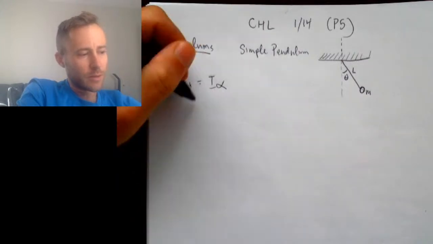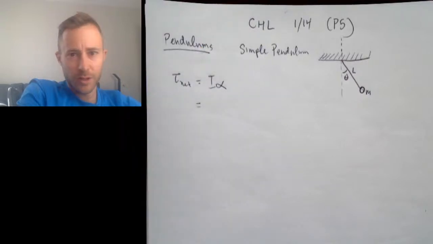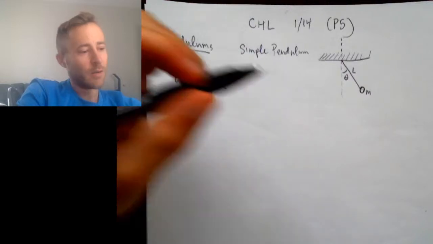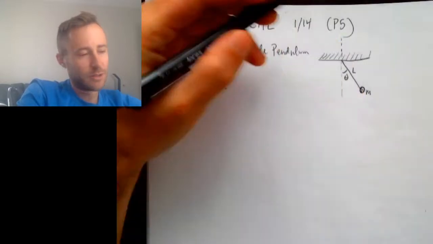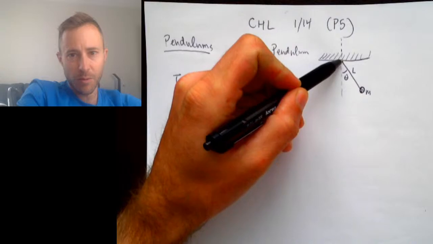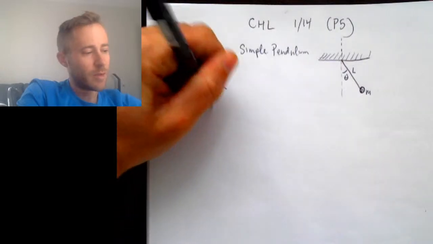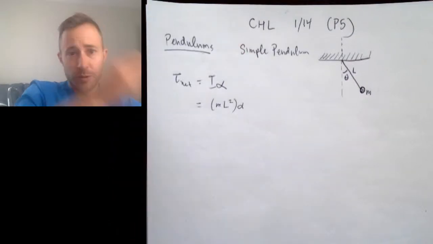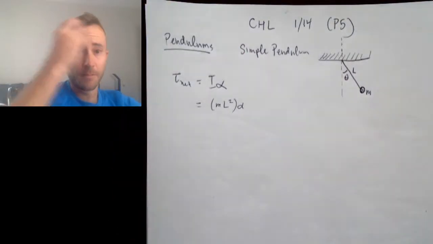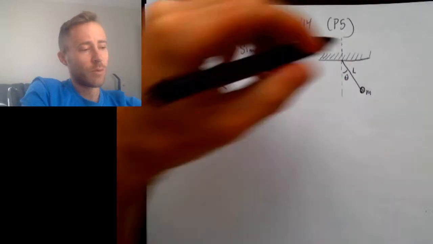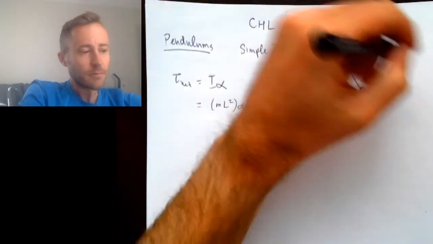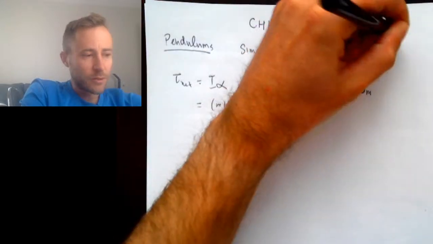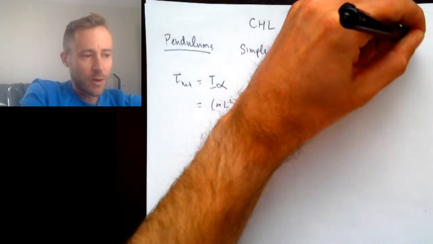First we can take care of the right hand side very easily. The inertia of a point mass that is a distance L from the pivot point is mL squared. If you recall the formula for inertia, it is the sum over mr squared.